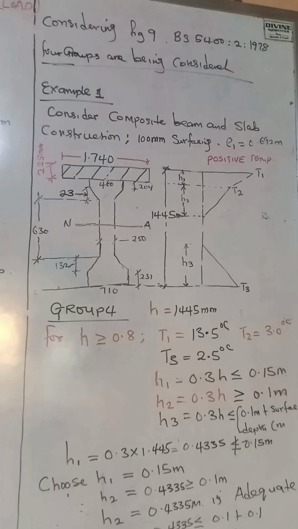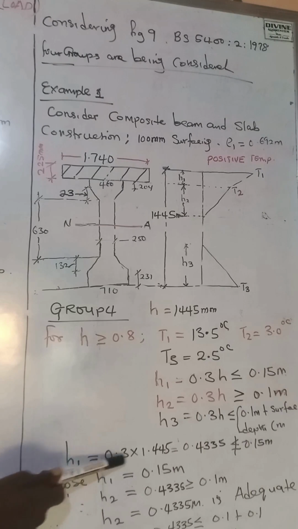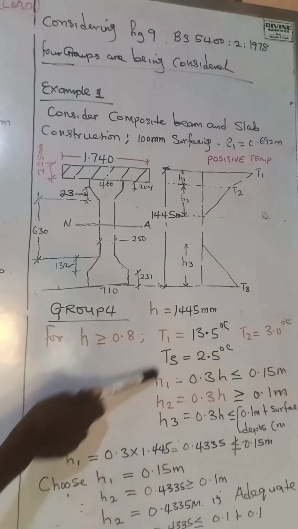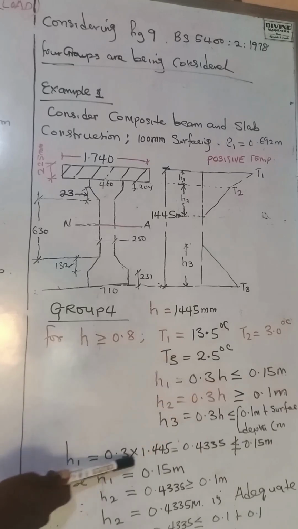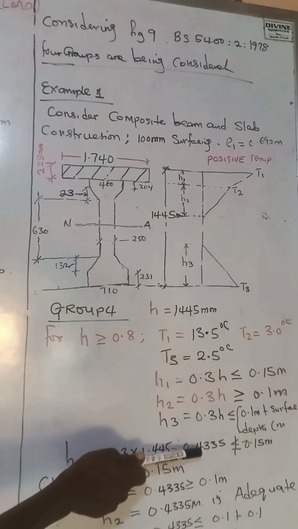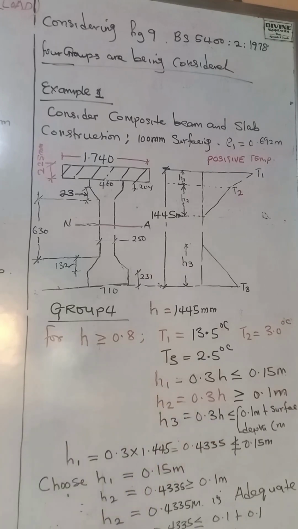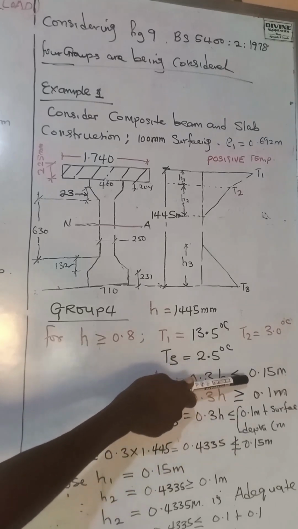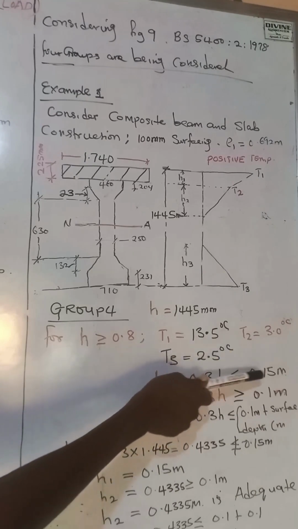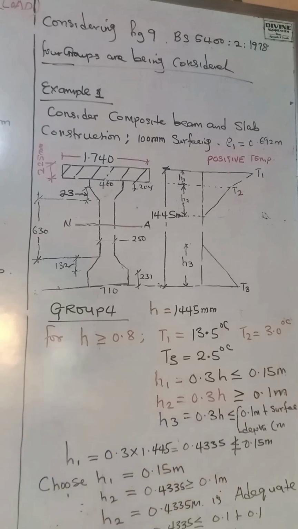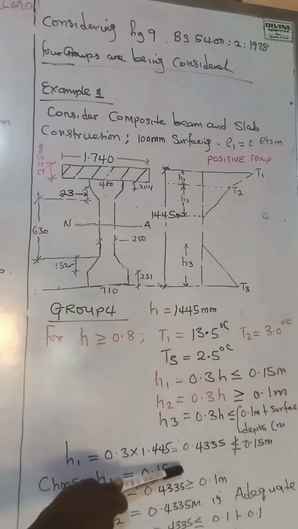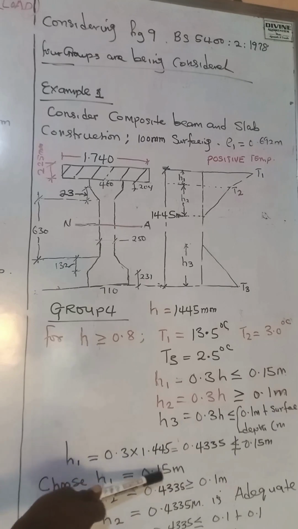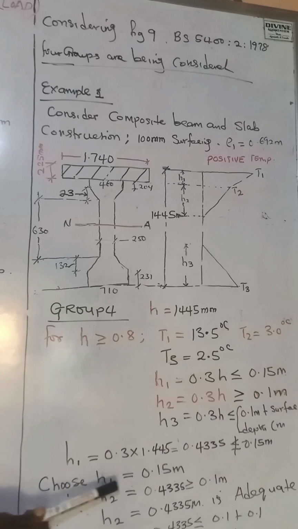Now let's choose the value for H1. Starting from H1, we see that 0.3H is equivalent to 0.4335 meters. Okay, and that value, like we see, is already greater than the limit set by the code, which says the limit should be 0.15 meters. So since it is greater than the limit set by the code, all we need to do is to choose the upper limit, which is 0.15 meters. So I say choose H1 to be 0.15 meters.